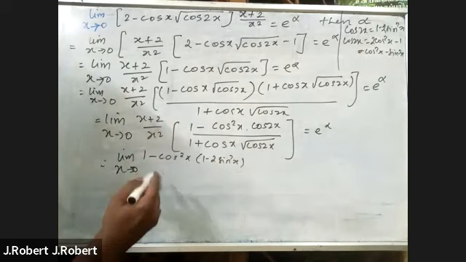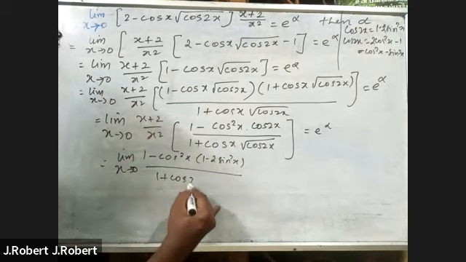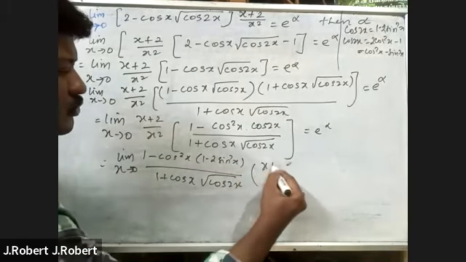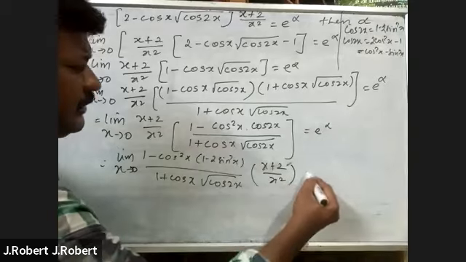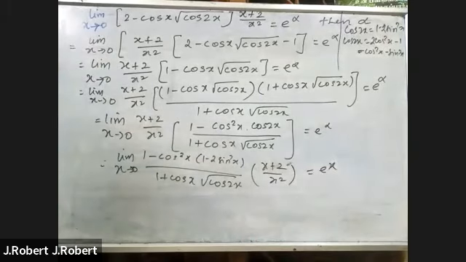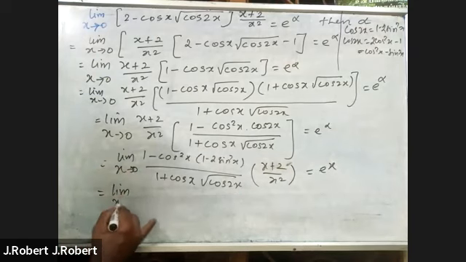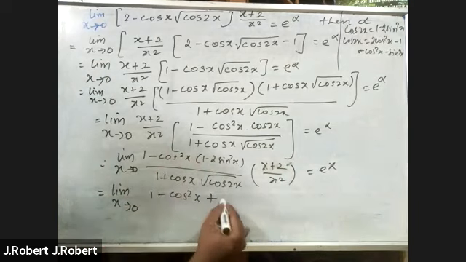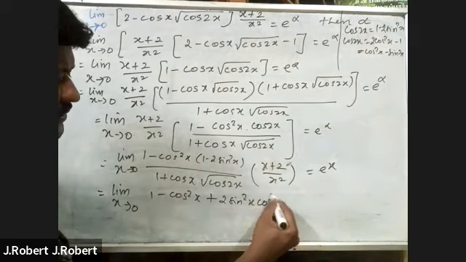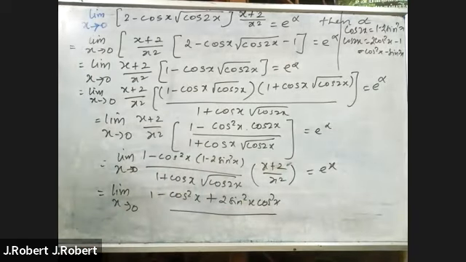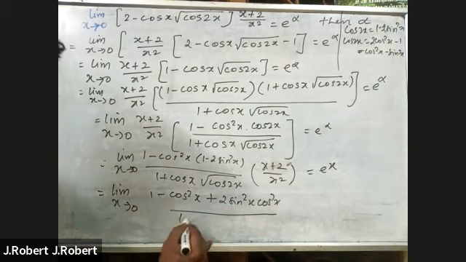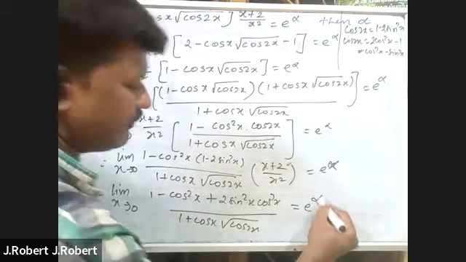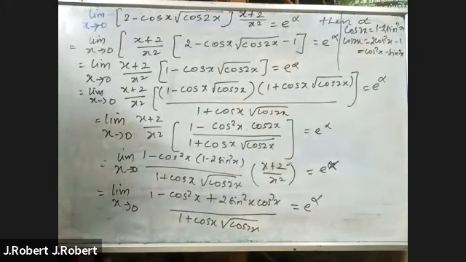Now see, 1 minus 2 sin squared x, 1 plus cos x into cos 2x, which is equal to e power, sorry, we missed it earlier, x plus 2 divided by x square into, which is equal to e power. Now if you multiply, limit x tends to 0, 1 minus cos squared x plus 2 sin squared x cos squared x divided by 1 plus cos x into square root of cos 2x, which is equal to e power alpha. Our aim is to find out what is alpha. So now I have to take it in terms of e.